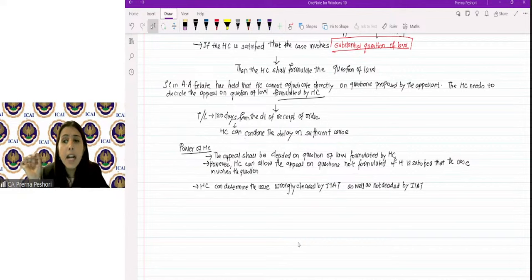So for computing the arm's length price, student, we take the help of databases. There are many databases which are available. ProwessIQ, CapitaLine, these are the names of databases, which have data of public companies. So what we do is we put a lot of filters in those databases to arrive at the comparable company.